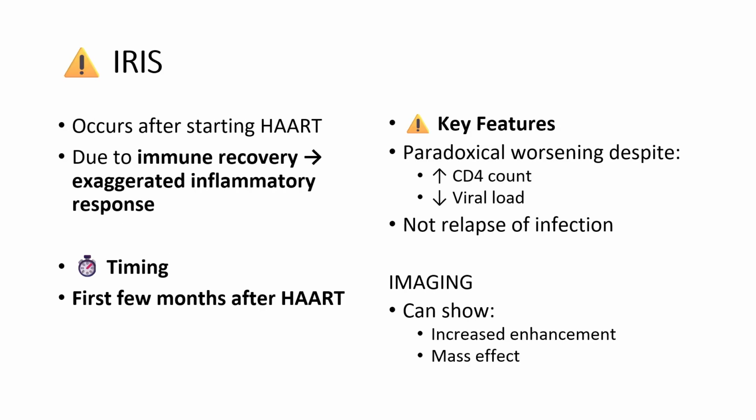IRIS occurs after starting antiretroviral therapy. It happens because of immune recovery, where there is an exaggerated inflammatory response. It usually happens in the first few months after starting ART. It is characterized by key features like paradoxical worsening despite increasing CD4 count and reduced viral load. Imaging can show increased enhancement and increased mass effect.